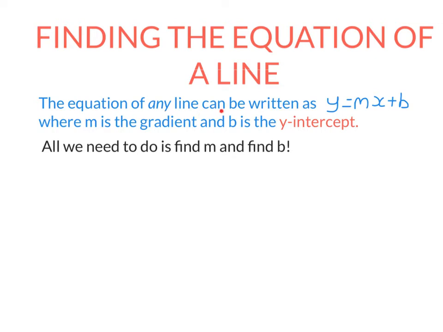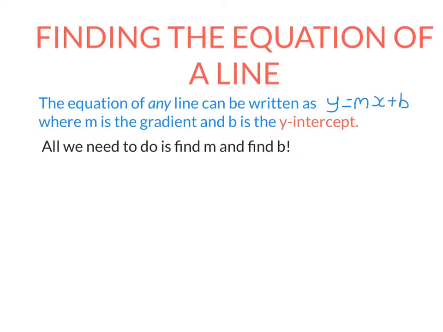The equation of any line can be written as y equals mx plus b. We've been introduced to m before in a previous lesson. M is the gradient, the rise over run. How much y values are changing each time the x value increases by 1. M is just the gradient we've already learned about. B is the y-intercept. I'll show you what that means, but it's just where the graph hits the y-axis. So because any line can be written in this form, all we need to do is find m and find b. So let's look at some examples.